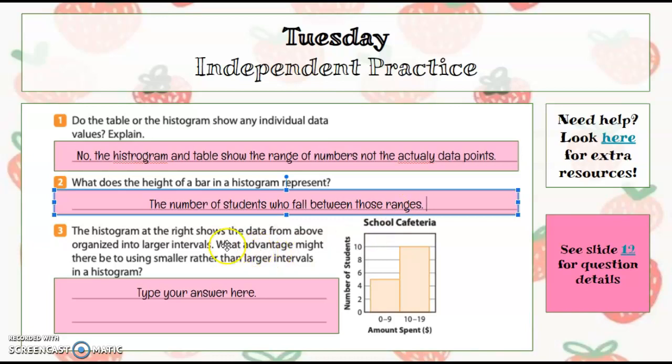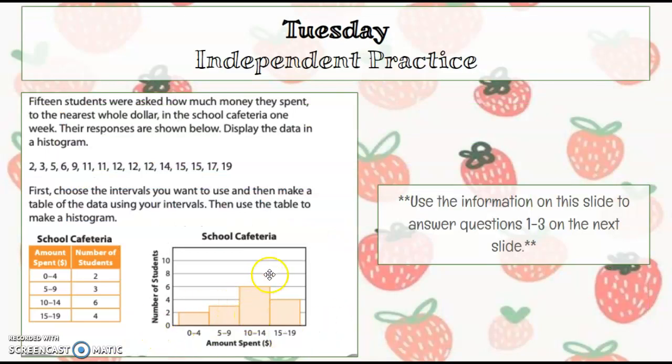And finally, the histogram at the right shows the data from above organized into larger intervals. What might be the advantage of using smaller intervals? Well, you can see here from 0 to 9, there's 5, and 10 to 19, there's 10. But if we look back at this graph, you can tell that from 0 to 9, there's some difference in data here. And from 10 to 19, there's a lot of different data as well.